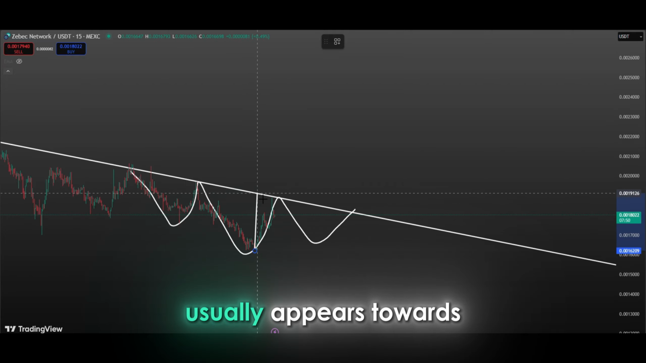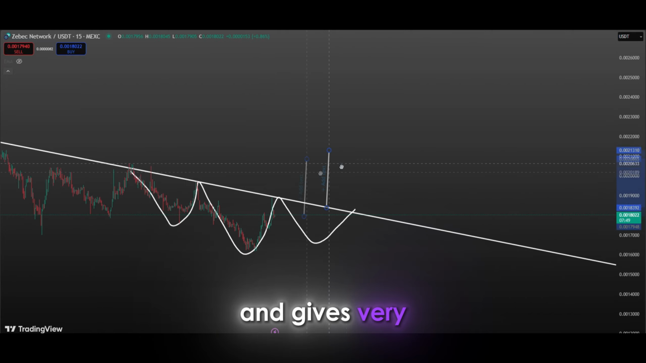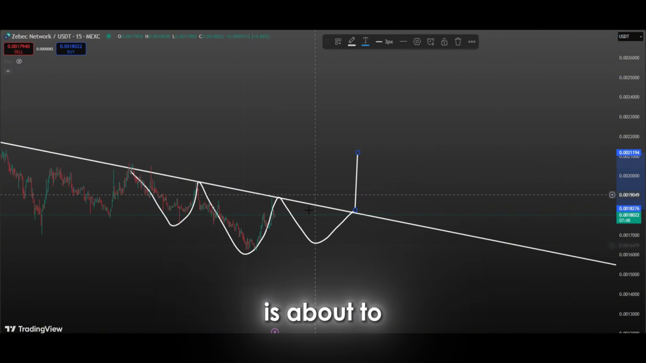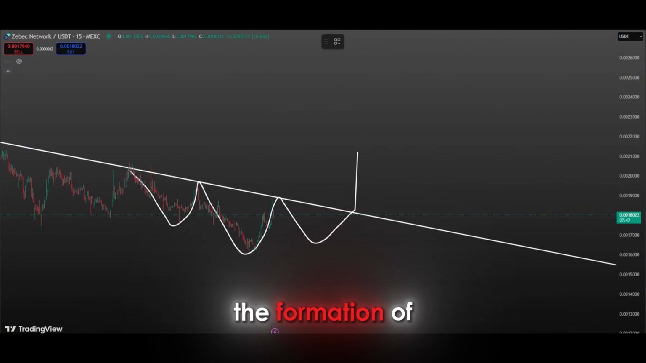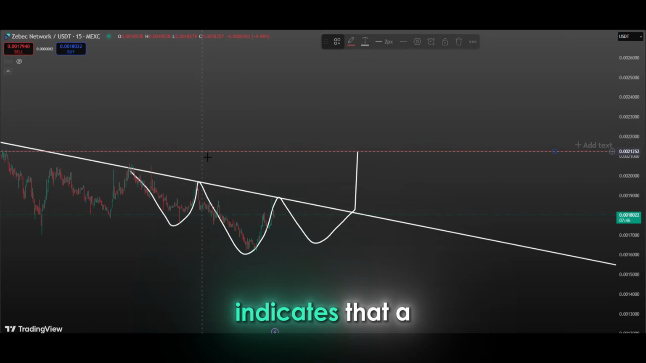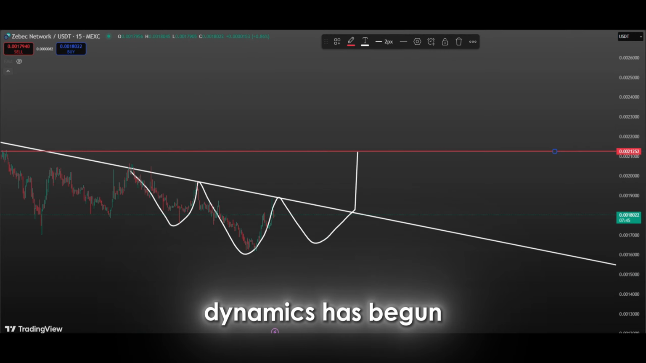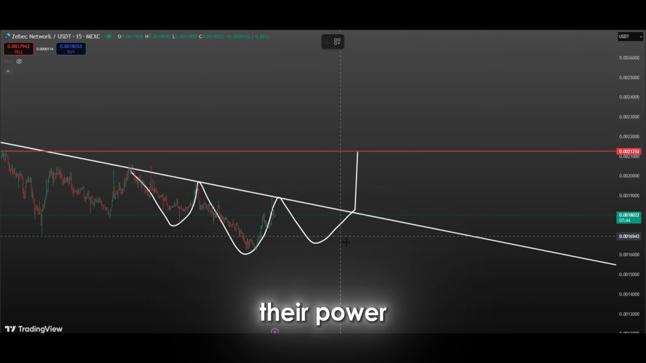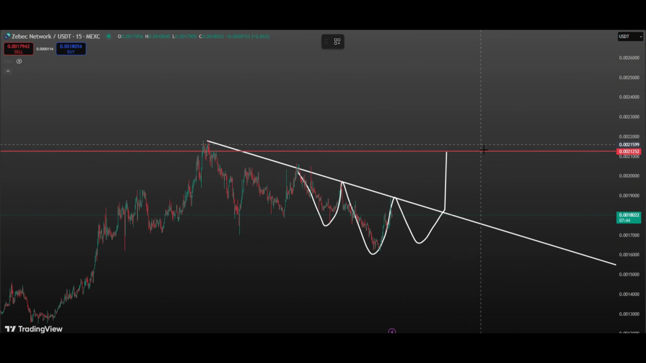This pattern usually appears towards the end of downtrends and gives very reliable signals that the trend is about to change direction. The formation of the H and S pattern indicates that a change in market dynamics has begun, and sellers are about to lose their power and be replaced by buyers.